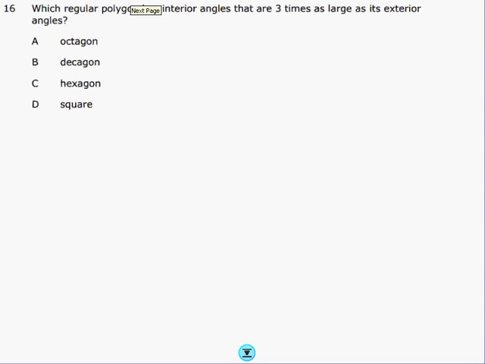Number 16, which regular polygon has interior angles that are 3 times as large as the exterior angles? Okay, well again, I'm going to draw, this is my interior angle. This is the exterior angle. So I don't know how big the angles are, but I know that the exterior angle is smaller, so I'm going to say it's x degrees, and the interior is 3 times that, so it's 3x degrees.